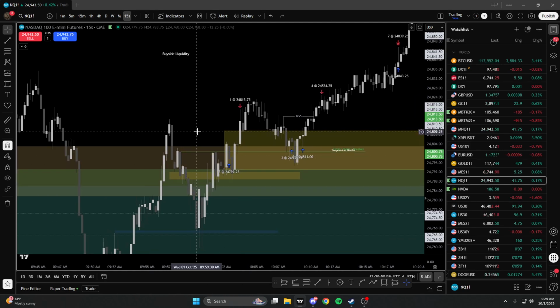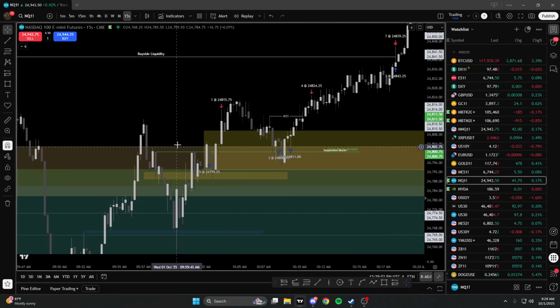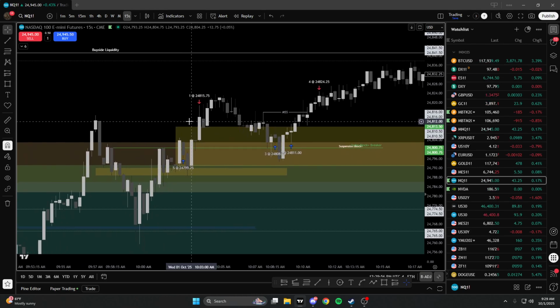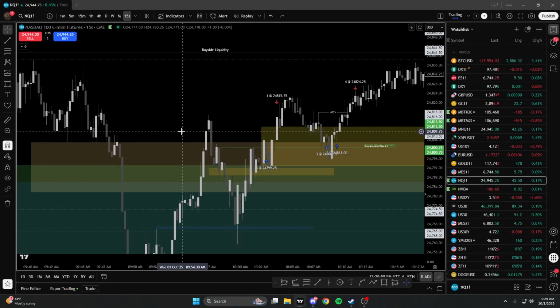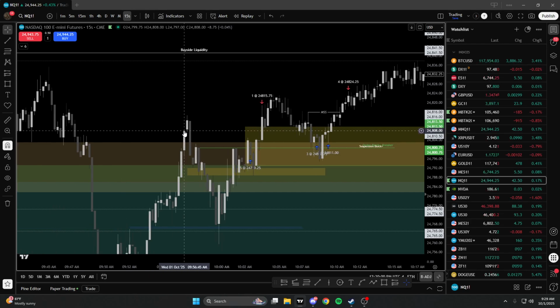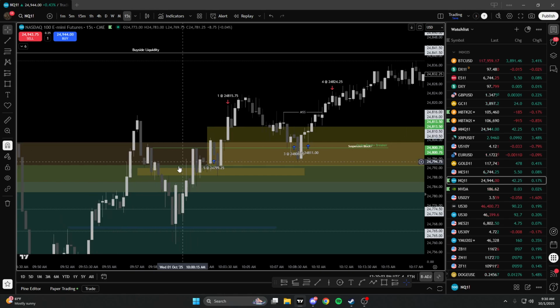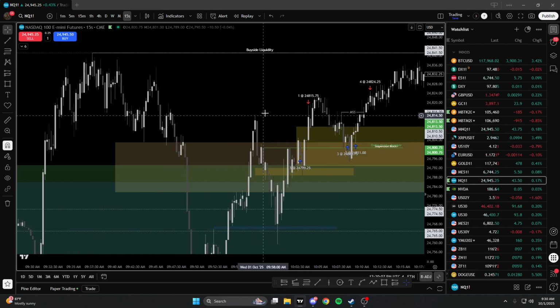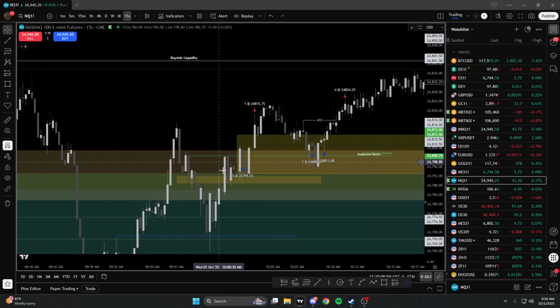So first entry is this right here. After we close above it, I'm just going to take that immediately. Why would you take that immediately? That would be the change in the state of delivery on the 1 minute. Hence, I could have probably taken this one, but I was late into it. So 10:02, and it was a macro, so expecting it to run. Hence why I take it there and take profits out of there.